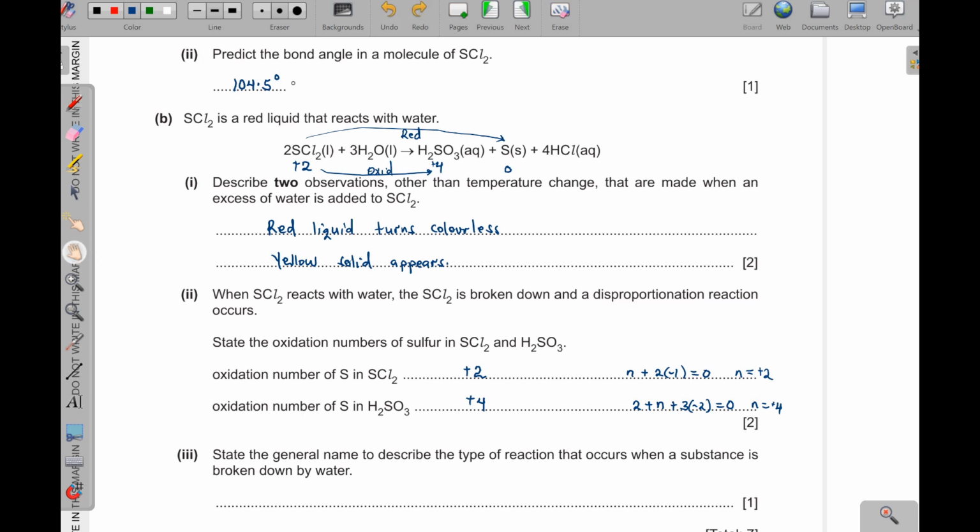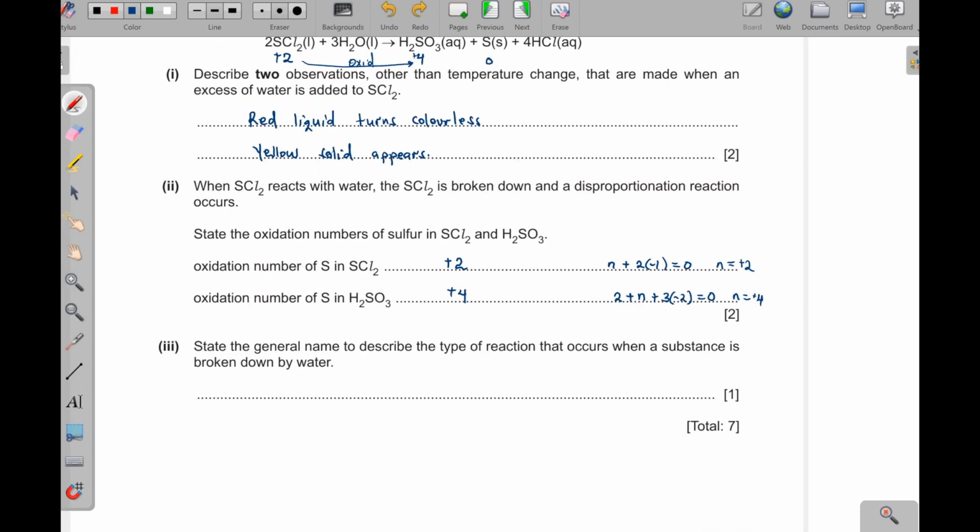Then Roman 2, state the general name to describe the type of reaction that occurs when a substance is broken down by water. Of course, that is what we call hydrolysis. Hydrolysis is a type of reaction where a compound is broken down by application of water.